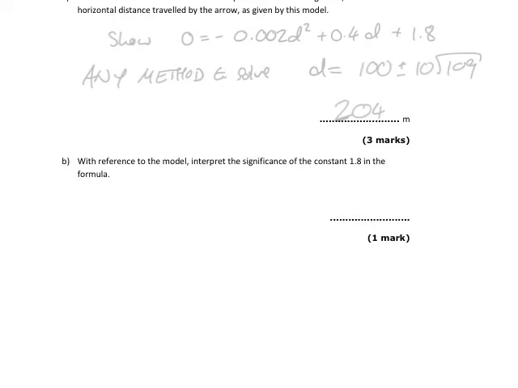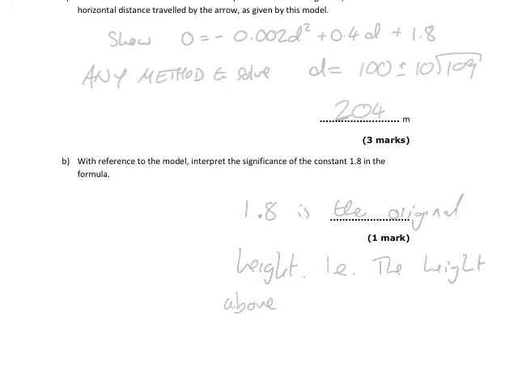With reference to the model, interpret the significance of the constant 1.8 in the formula. Well, 1.8 is the value of C, and you can see it up here. So when D is 0, that is the height above the ground. So at the start of the motion, before the arrow has been released, that is the height above the ground. So you could think of it as the position of the arrow as it's being fired above the ground.